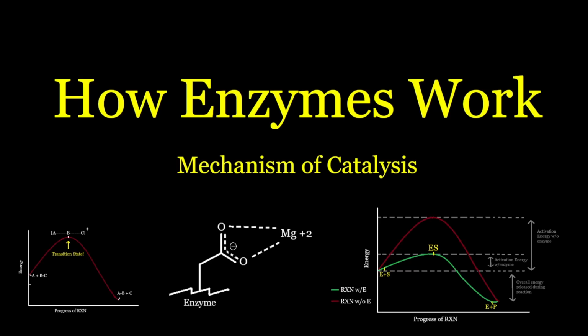Up to now, we've talked about what enzymes are and how they bind substrates. Now let's answer the real question. How do enzymes actually make reactions happen faster? In this video, we'll review the basics of enzyme catalysis and the 4 main ways enzymes lower activation energy.